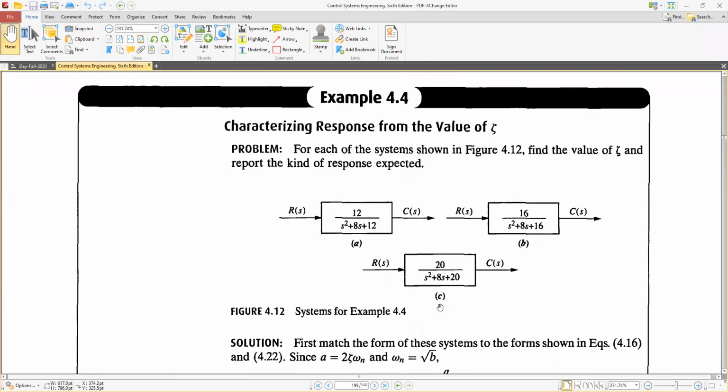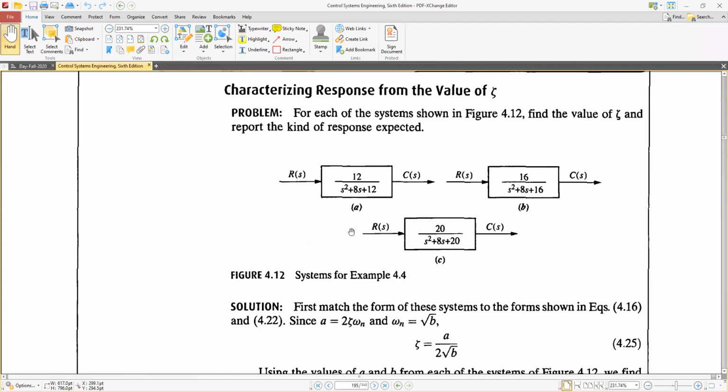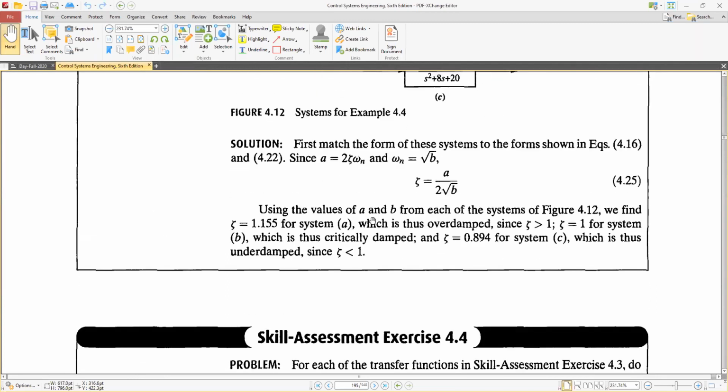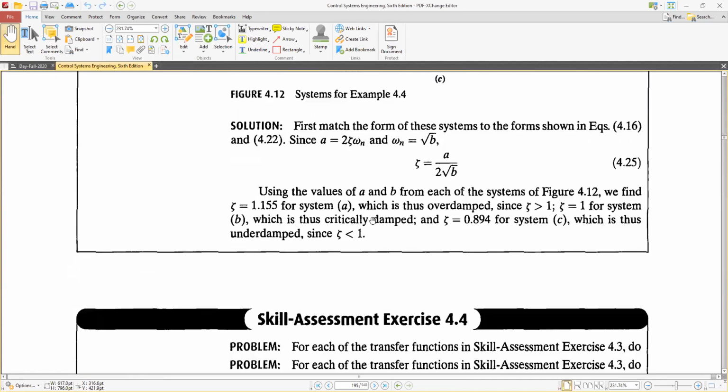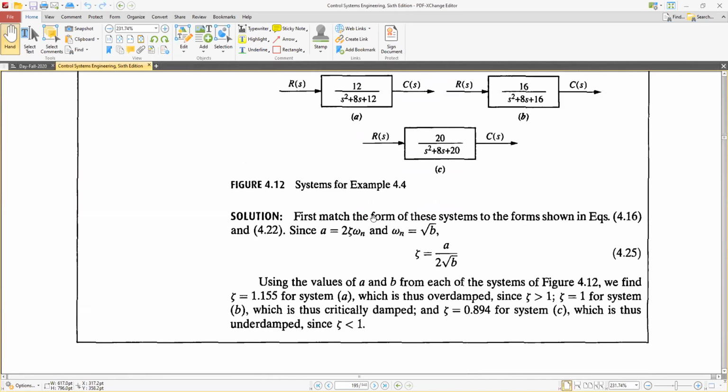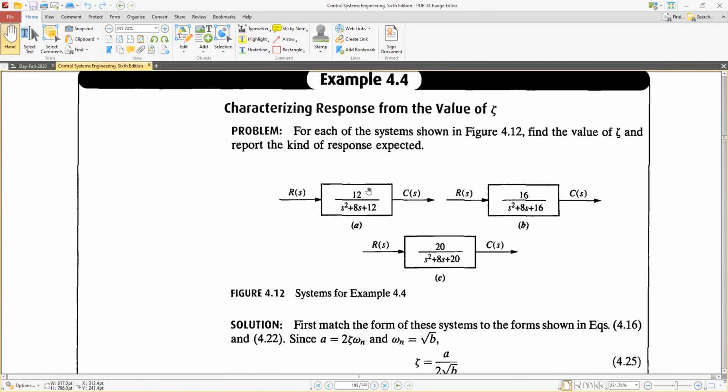Now see, an important example, which is example 4.4. Like the previous example, you have to find the value of omega n as well as zeta. When you find zeta, then you can say what the response is. Let me show you one. First one, let's say this one.